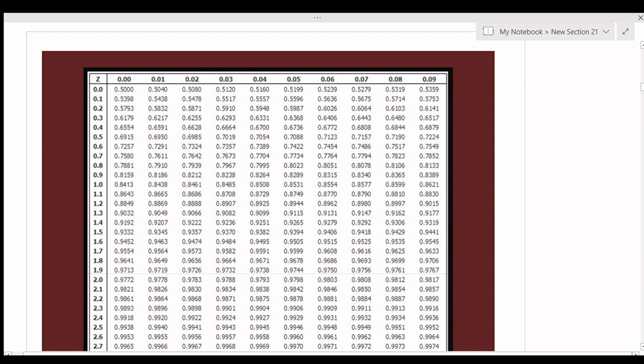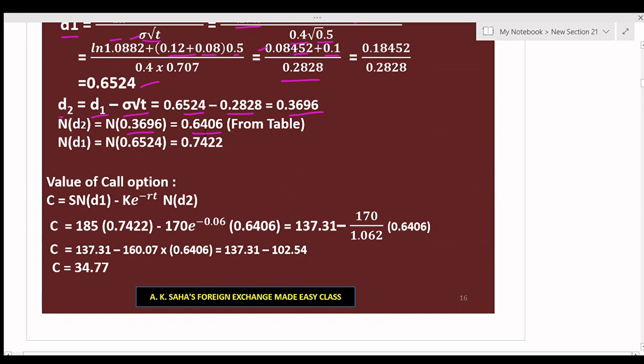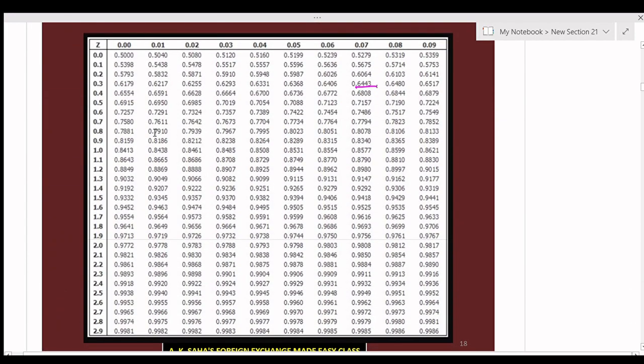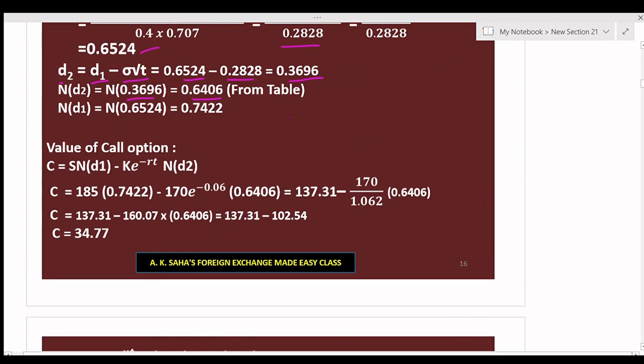You come here, 0.37 is 0.6443. Plus minus, a very negligible amount, it will be 0.6406. And for 0.6524, that is 0.65, you come here, 0.65 is 0.7422. That is N(D1): for 0.6524, you get the value 0.7422.